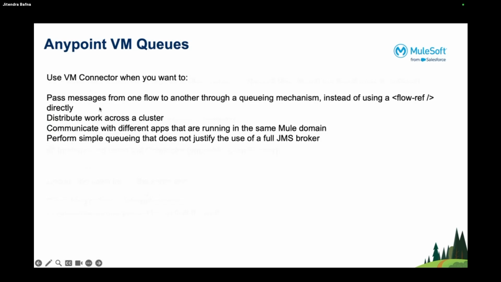So when to use the VM queue? To pass a message from one flow to another flow through a queuing mechanism instead of using the flow reference, as I mentioned. And to distribute work across the cluster, which I already discussed, right?